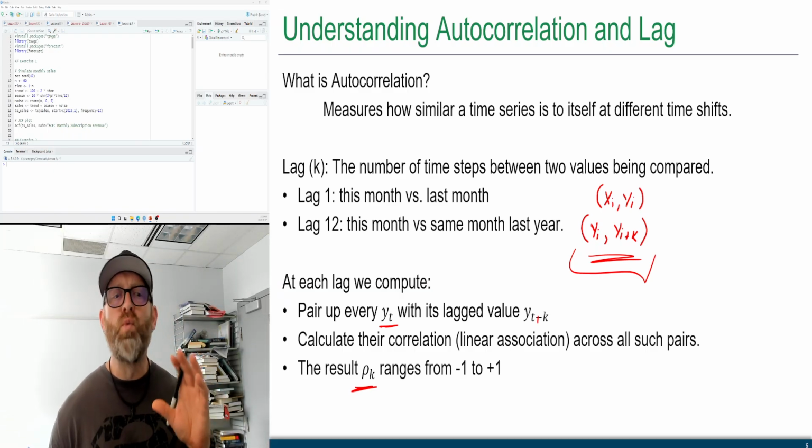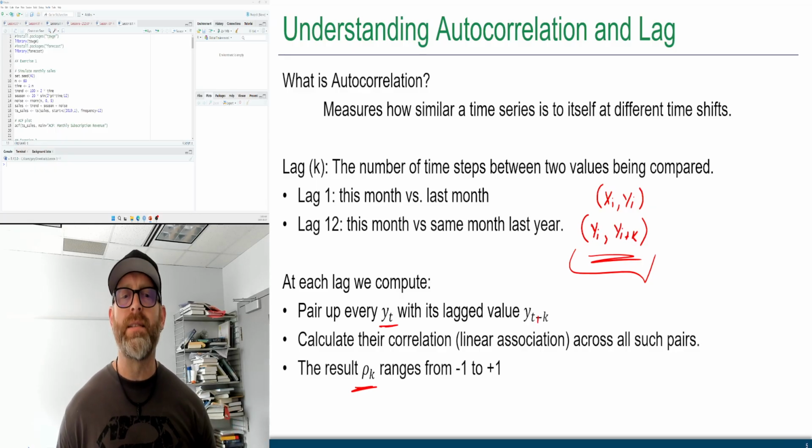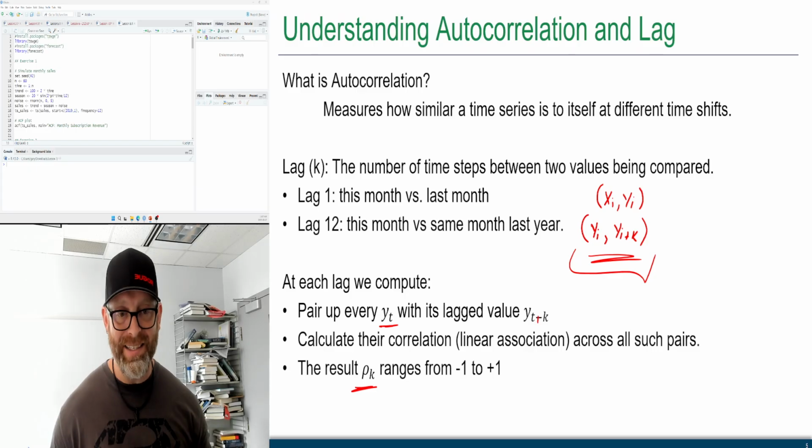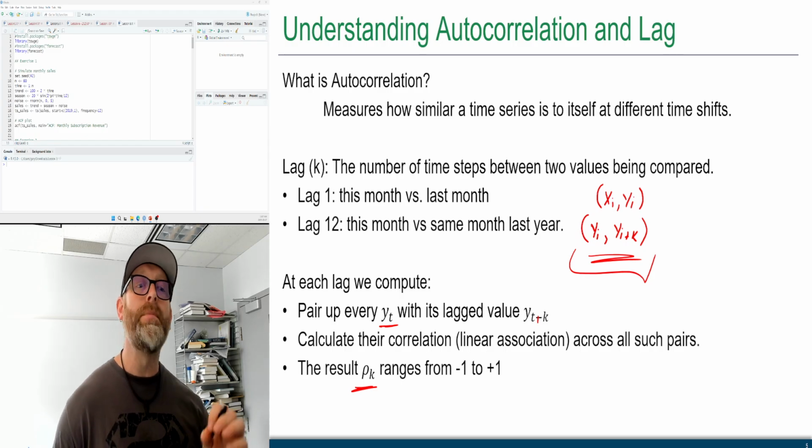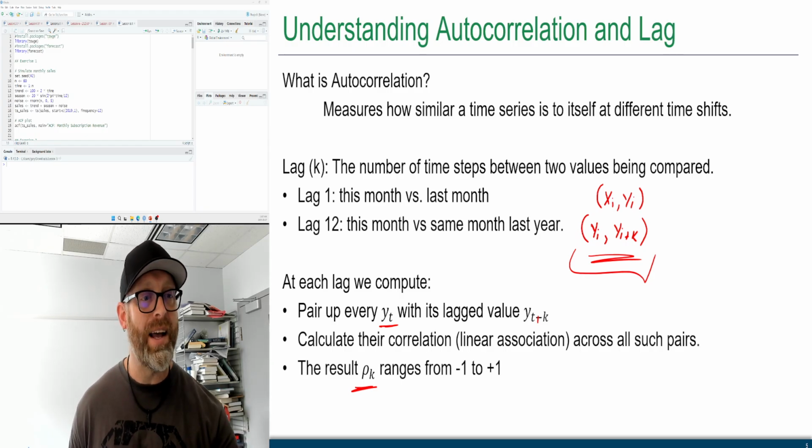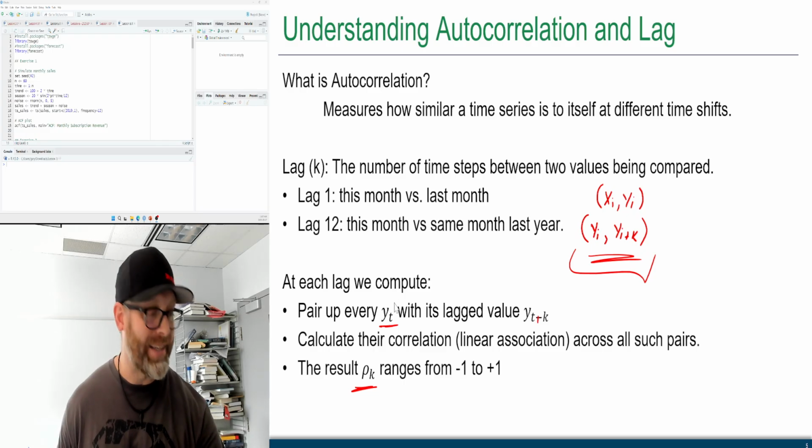Imagine you want to know how much this month's revenue echoes past revenues. Autocorrelation answers exactly this: how well the series predicts itself at fixed time shifts. This is our lag, fixed time shifts, and that fixed shift is in fact k.